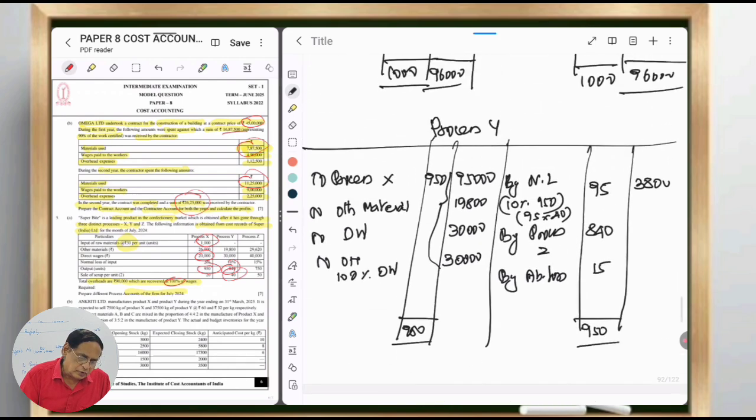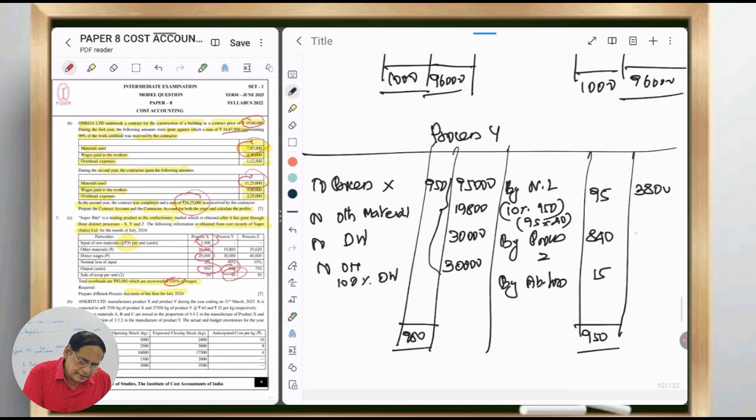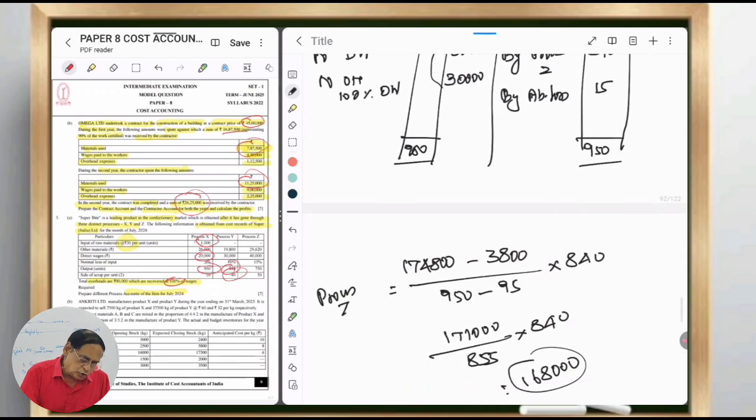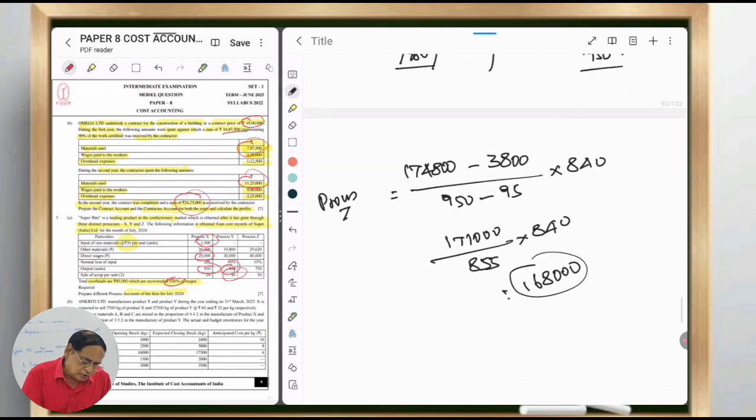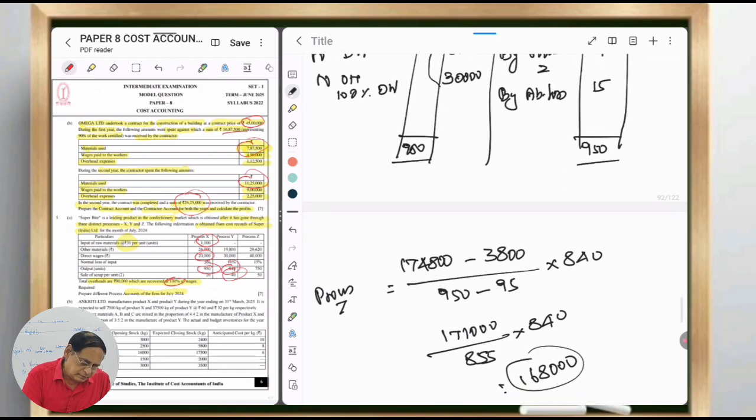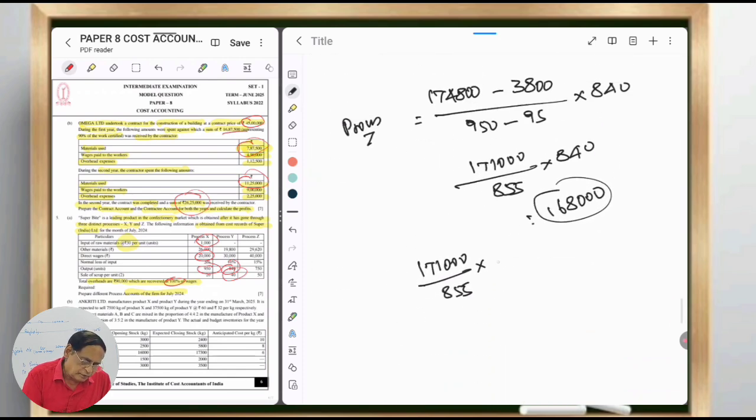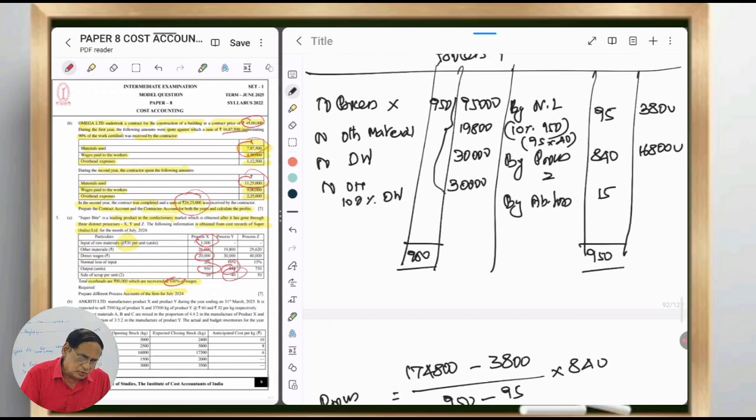So we have to mention 1,68,000. For abnormal loss also we apply the same formula. 1,71,000 divided by 855 into abnormal loss, that is for 15 units. So 15 units, how much? 1,71,000 divided by 855 into 15, that is 3,000 rupees. So abnormal loss is 3,000.